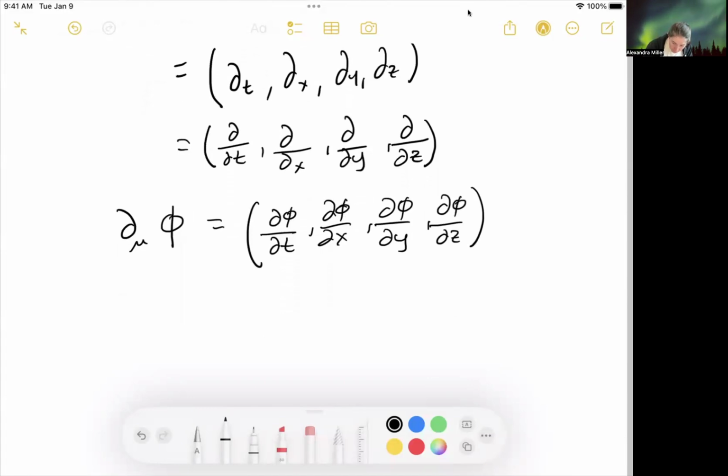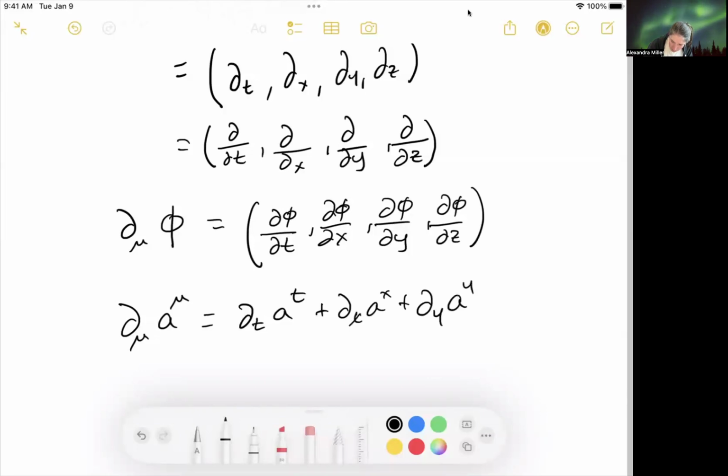All right, or we could consider taking our gradient of some four vector itself, right? This is a scalar because this is like doing a dot product. So this is dt, t is first, dt At plus dx Ax plus dy Ay plus dz Az.